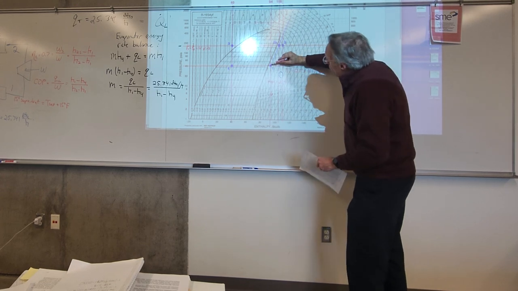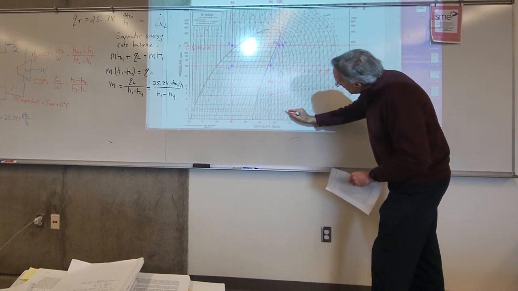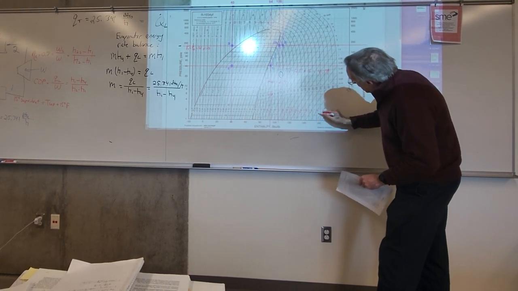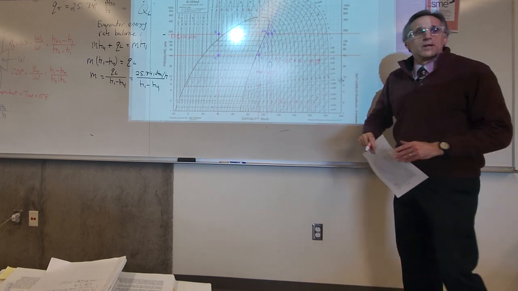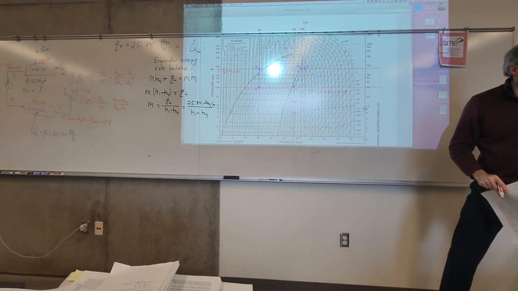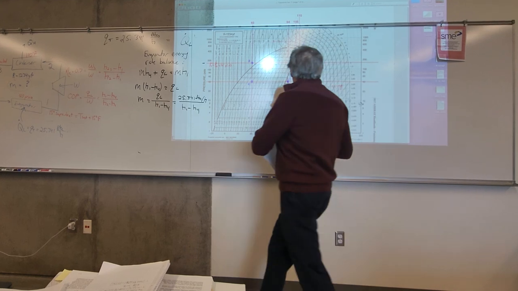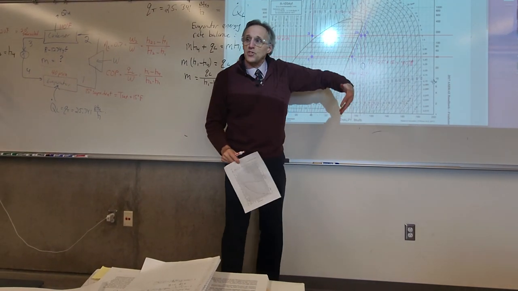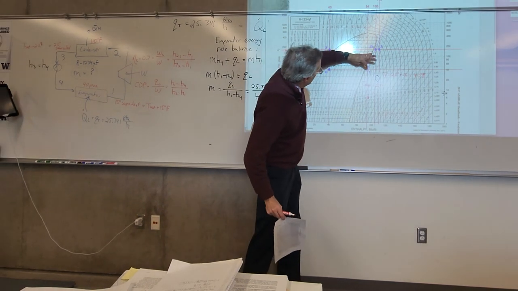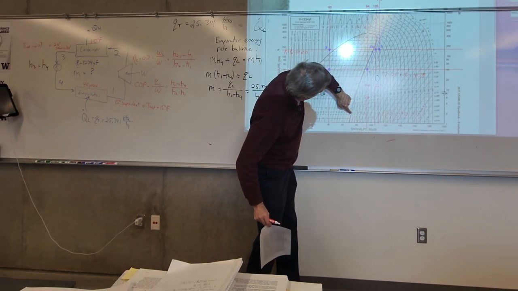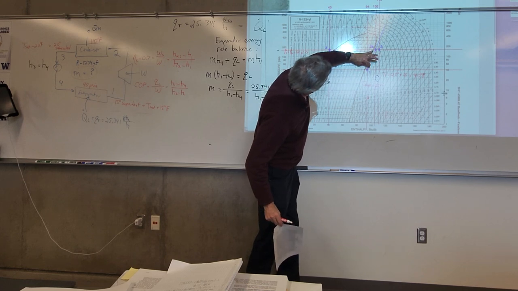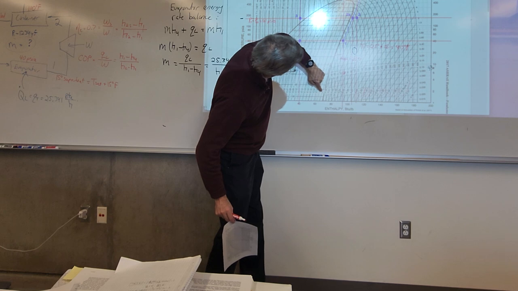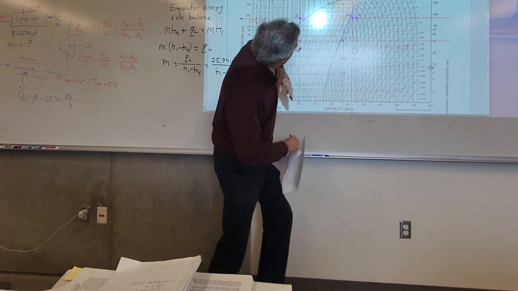So isentropic means I follow a line of constant entropy. These are constant entropy lines right here. The number doesn't matter. All we want to do is go parallel. It's nice if our point falls right on one of those lines. It's easy, but in this case, we're actually in between. Here's an entropy of 0.20 right there, and this entropy line is 0.19. So we're somewhere between 0.19 and 0.2.